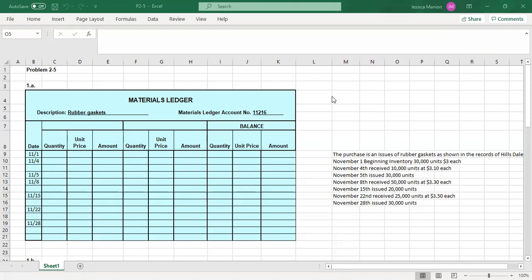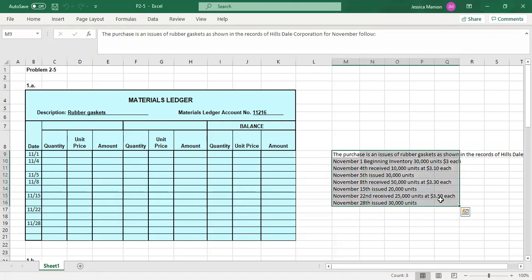Problem 2-5 on page 120 says inventory costing method. The purchases and issues of rubber gaskets as shown in the records of Hillsdale Corp for November follow. I already copied these into the spreadsheet for us, so you can see those there, and that's what it gives us in the book. It says complete a materials ledger account similar to figure 2-10. That's what we see here in front of us, the materials ledger account, for all three methods: FIFO, LIFO, weighted average. That's what we're going to get practice with. It has a couple other questions that we'll talk about once we fill this out.